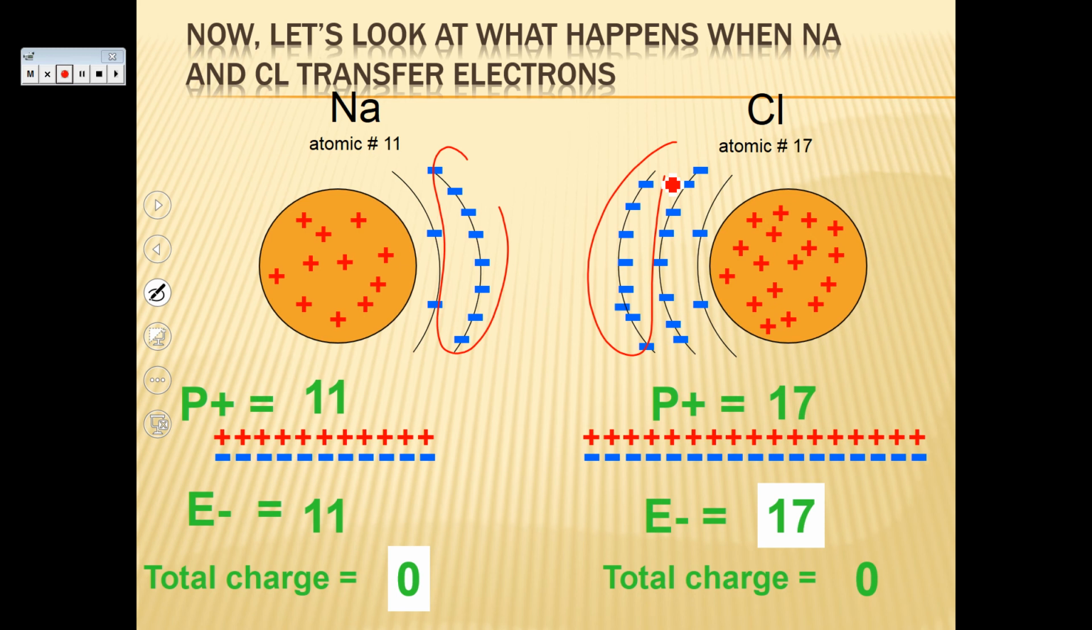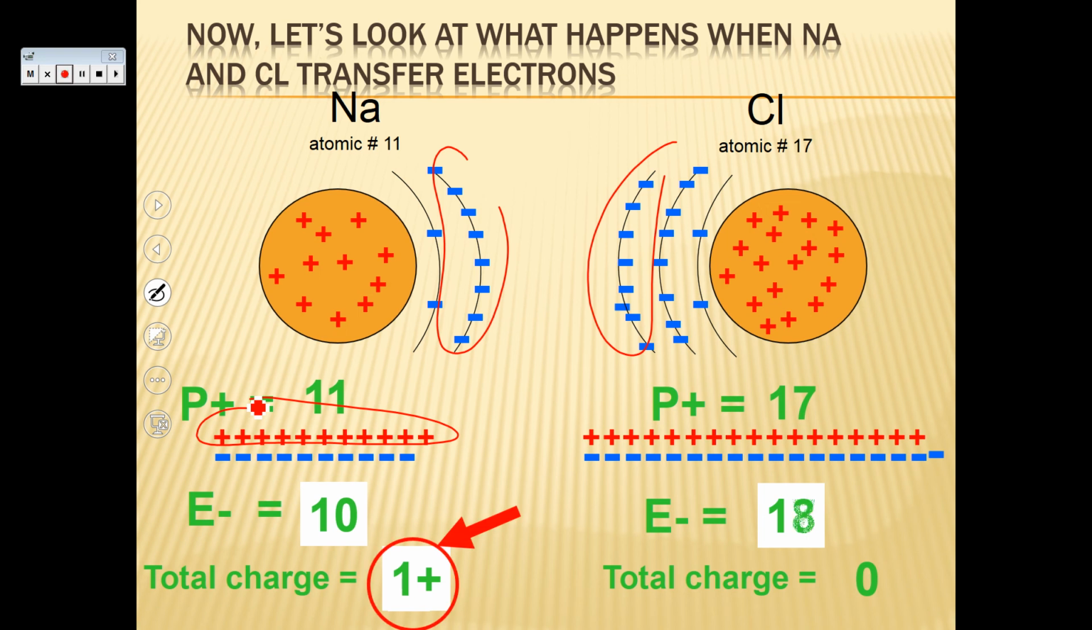What happens to the charges, though, is something different. This electron gets pulled over to chlorine. How many protons does sodium now have? That has not changed, that is 11. But now it only has 10 electrons. So we say that its overall charge is positive by 1 charge. It has 1 extra proton than electron, and so now it becomes what we call a charged particle. For the chlorine, its protons stay 17, but now it's picked up an electron, so now it becomes 18. So now we say chlorine has a charge of -1 because it has an extra electron.